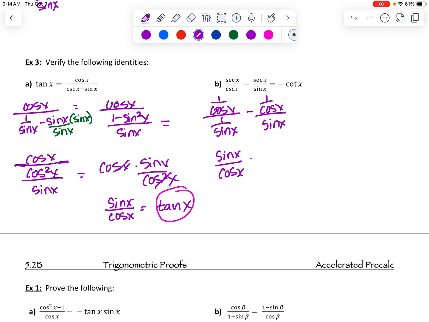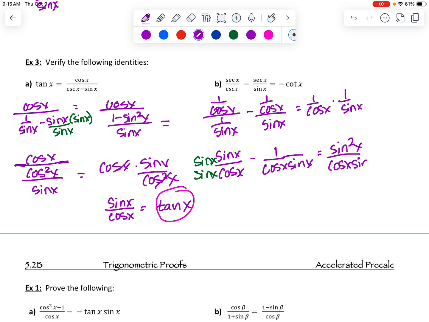And I'm going to do the same thing with that second fraction. So when I multiply by the reciprocal, that's going to give me 1 over the cosine of x times 1 over the sine of x. So I'm going to have 1 over the cosine of x sine of x. Okay, at this point, I want a common denominator. So I need to multiply that first fraction by the sine of x, which then gives me the sine squared of x over the cosine of x, sine of x, minus 1 over the cosine of x, sine of x.